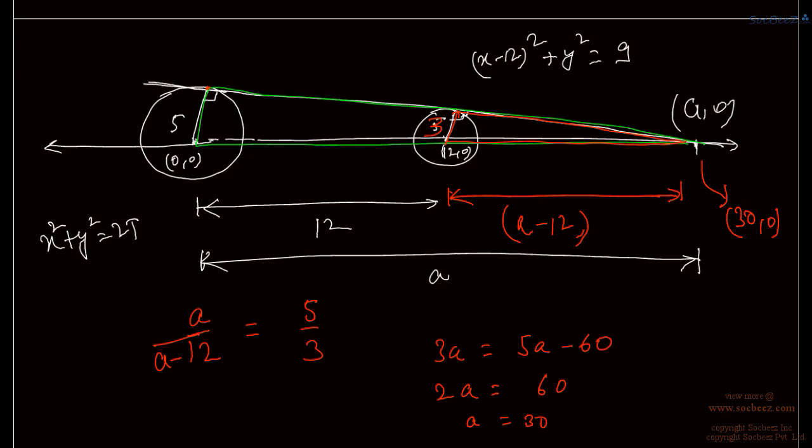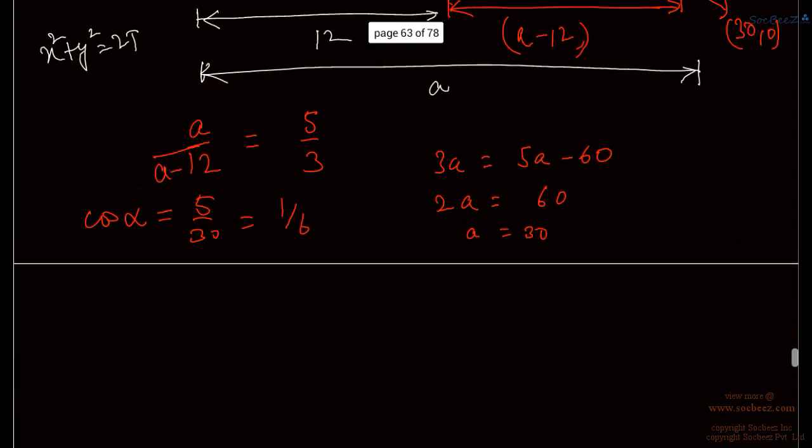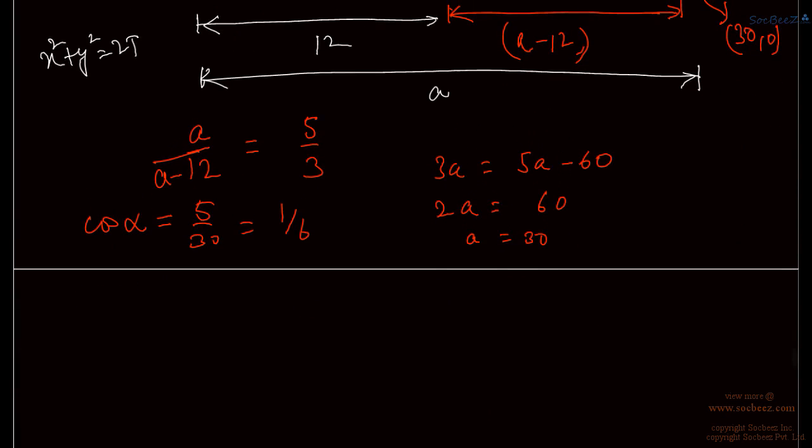Okay, so this coordinate is (30, 0), right? Now if we find out this point, we can easily write the equation of tangent, as we know the point of contact. So for finding this point, we have to find this angle alpha. We can easily find this angle alpha, as in this triangle cos alpha is equal to 5 upon 30, which is equal to 1 by 6. So the point of contact, let us name this point P. P can be written as R cos alpha.